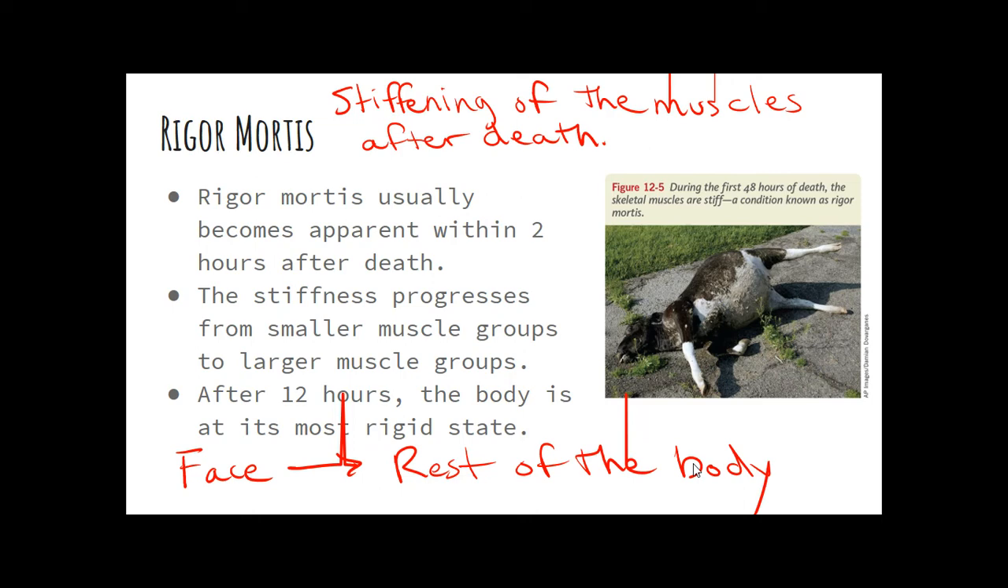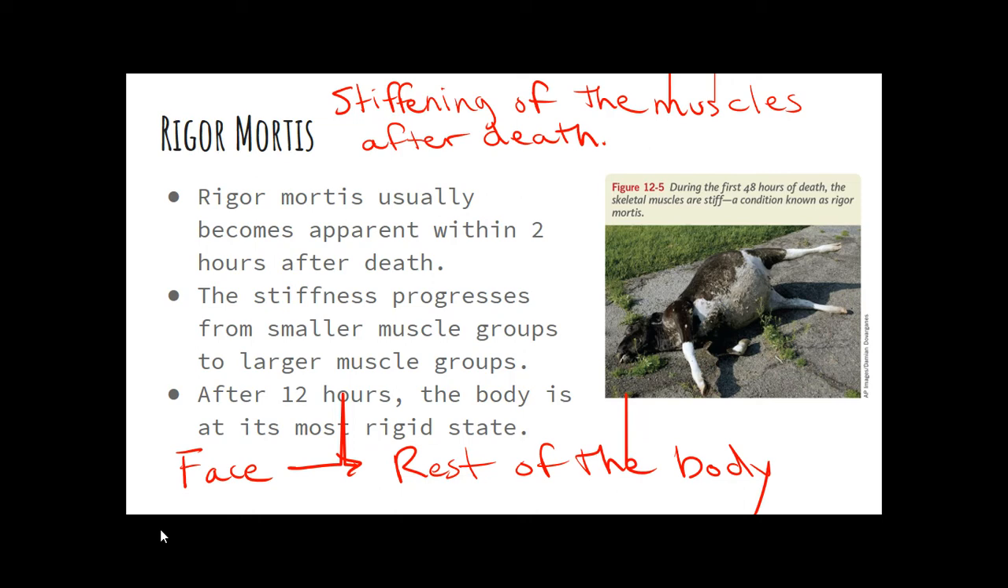But then after it reaches that maximum point, it's going to start decreasing. It's going to follow the same thing from the face to the rest of the body. It's going to start relaxing. Why would the rigor start relaxing? It has to do with what we learned at the very beginning of this PowerPoint with the autolysis.